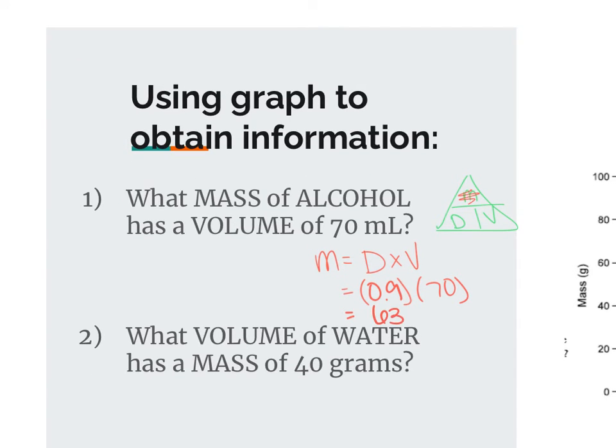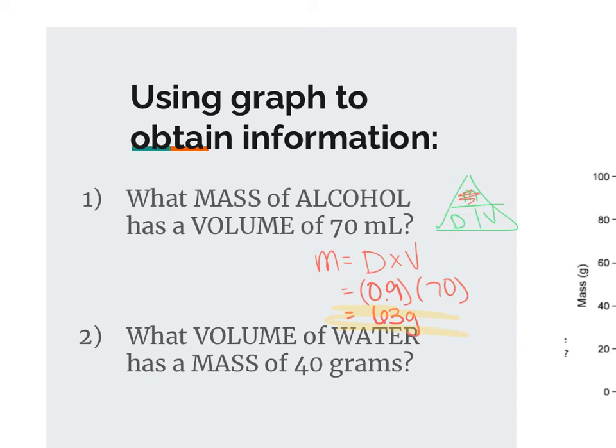What would be my units for mass? Grams. Boom. Look at that. 63 grams is what we'd be looking for. Now, you guys want to see a faster way to do that? There's always a faster way. Come on, dude. Always a faster way.